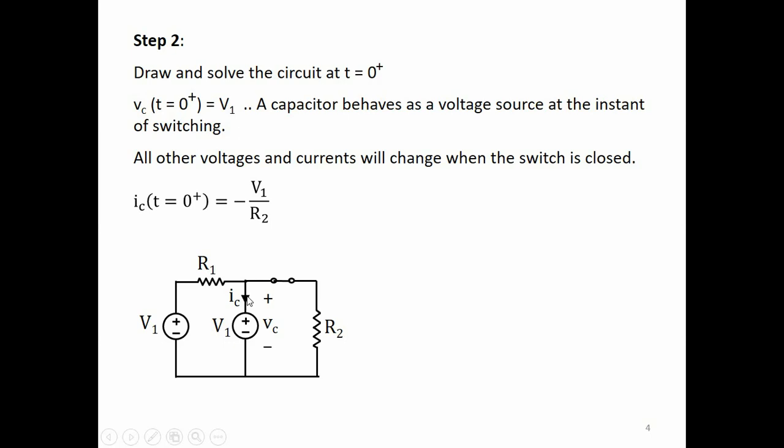So this is a peculiar but very simple circuit. So this voltage is V1, this voltage is V1. Therefore there is no current in R1 because the voltages on both sides of R1 are the same. This voltage is V1, so there is a current flowing in R2, and that R2 current is flowing in the clockwise direction, and that current is V1 by R2. And that direction is opposite to IC, so IC is minus V1 by R2. So IC was 0 for t less than 0. It became suddenly at t equal to 0 plus minus V1 by R2. Alright, so that is at t equal to 0 plus.